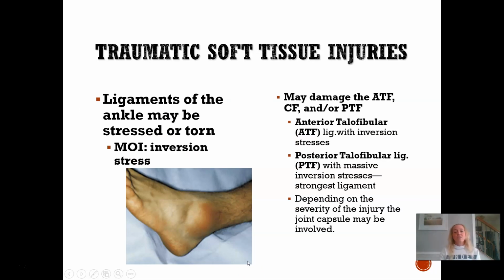So the ligaments can be stressed or torn. Again, typically it's an inversion type stress, which can damage the ATF, CF, or PTF ligaments. Again, ATF is going to be the major ligament that's involved with any inversion stress. To get the posterior talofibular ligament, it has to be a massive inversion stress. It's the strongest ligament. It typically remains intact, so it has to be something pretty major to involve that ligament as well. And then also depending on the severity of the injury, the joint capsule may be involved, because most of those ligaments do have some contact with the joint capsule.